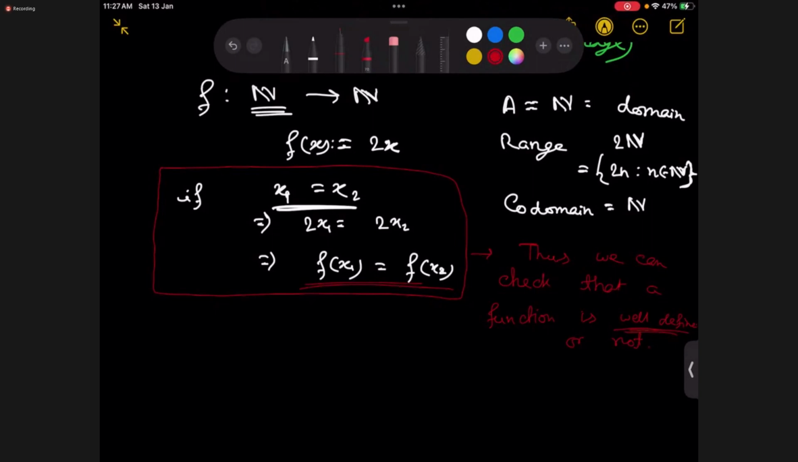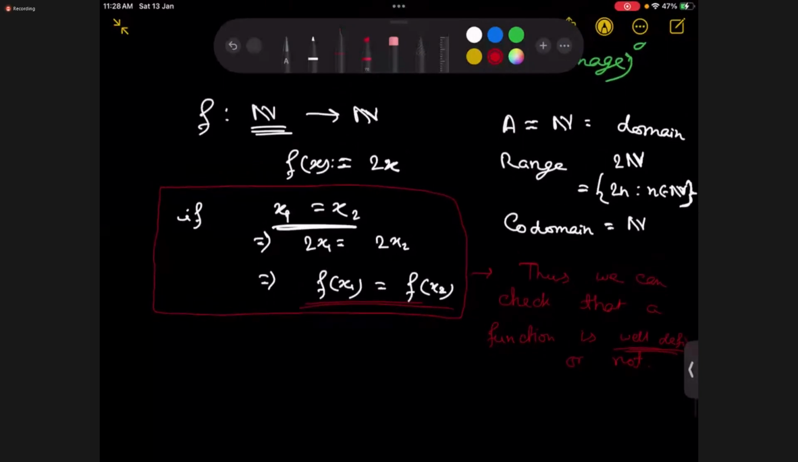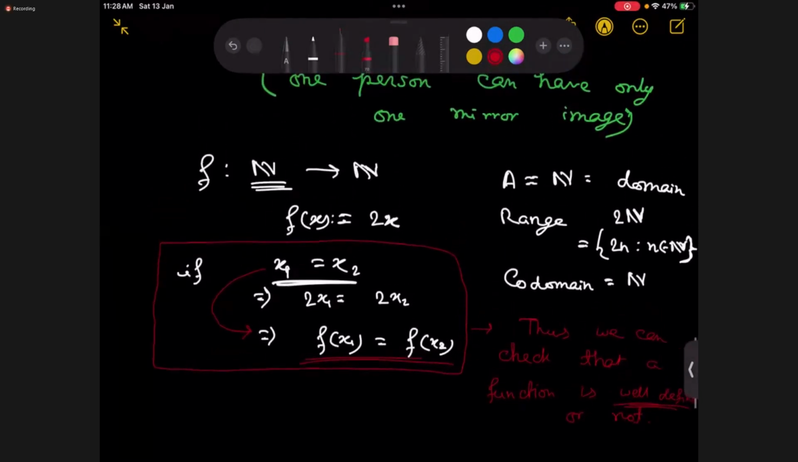So we pick any two elements from the domain and we check whether the images are equal or not. And if this doesn't imply this, then there is some glitch and we cannot say that it is a function. So we must have this implication to say that it is a function. This is called the well-defined condition.